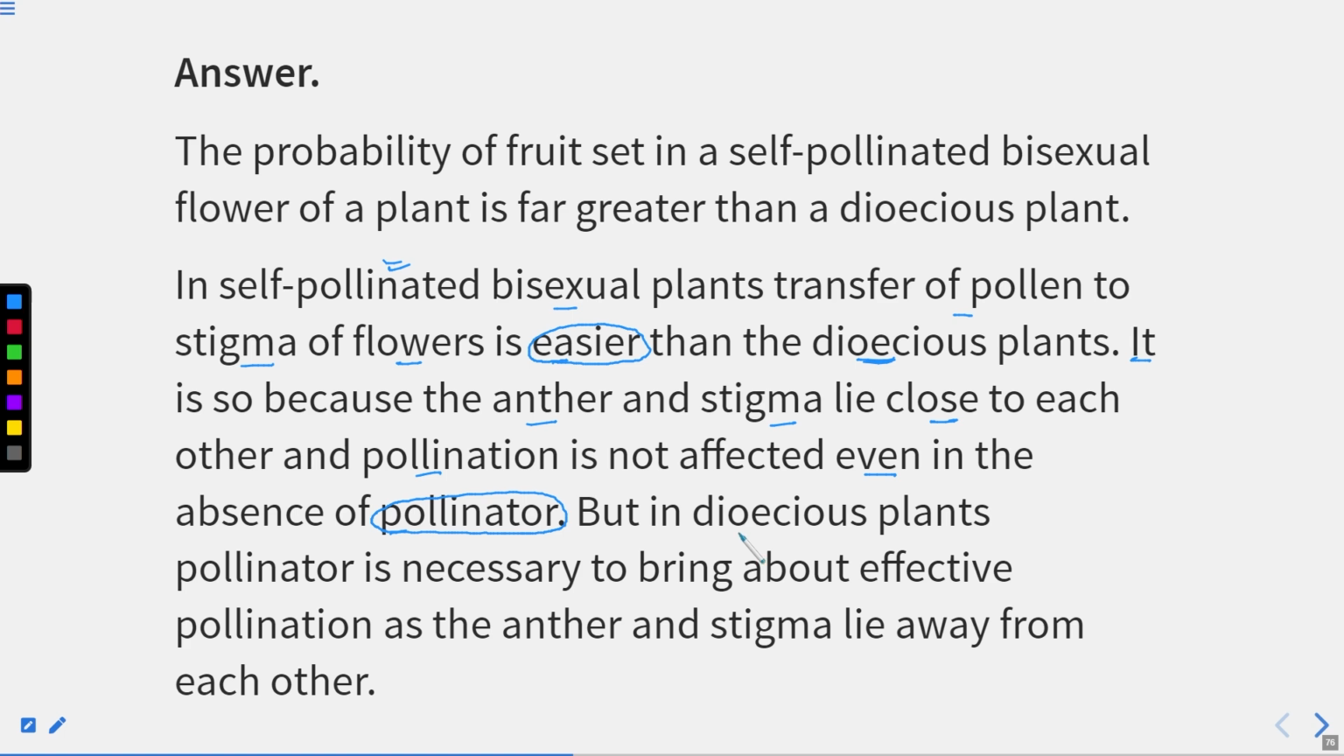But what happens in a dioecious plant? In a dioecious plant, a pollinator is necessary to bring out the effective pollination as the anther and stigma lie away from each other. Dioecious plants are unisexual, so they require a pollinator. As I've already told you, it can be wind, any insect, or water. The pollinator is necessary because the anther and the stigma lie away from each other in different flowers. So that's why fruit set is a bit difficult in dioecious plants.